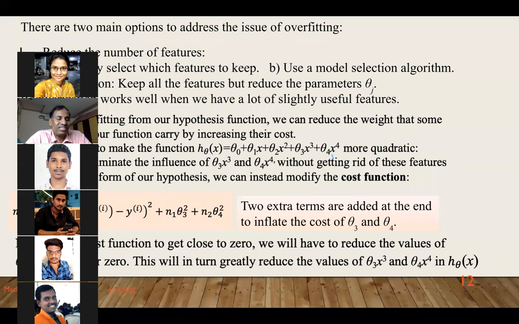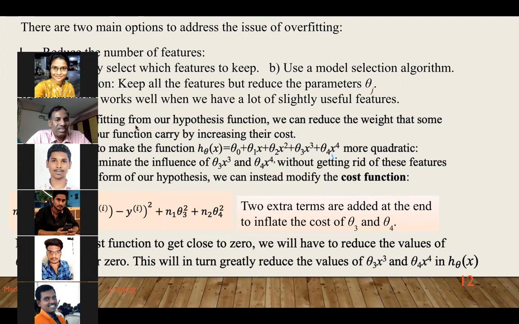If you know straight away these features are not important to predict Y, you remove them. That is the best one. But if you know that all these features will contribute something, but they may not be very effective in predicting, but they have some contribution to predict, then you need to use regularization. Regularization works well when we have a lot of slightly useful features.